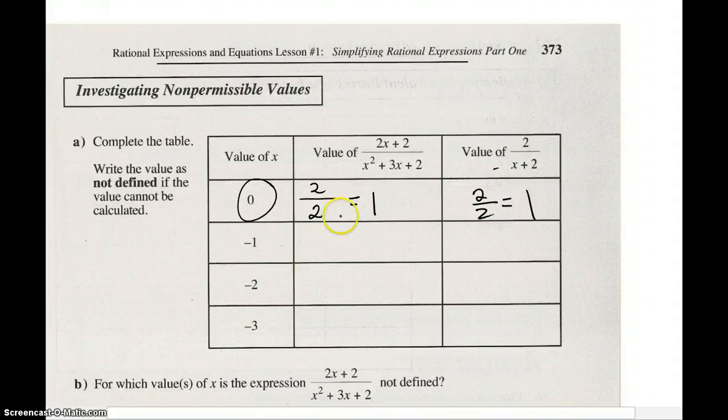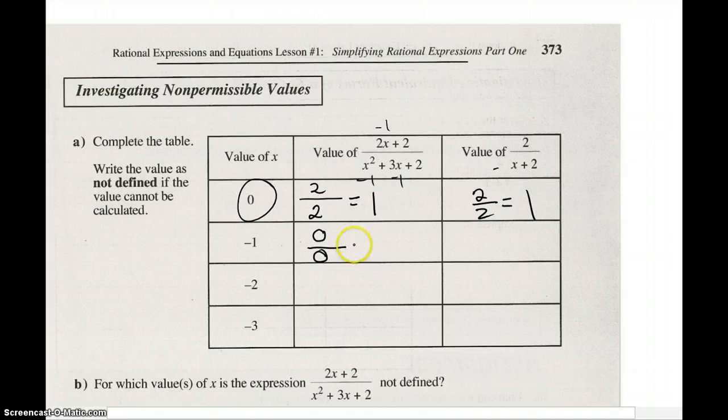Now, if I do that for the -1, what I'm going to end up doing is I'm going to put a -1 in here, a -1 here, a -1 here. And when you do that, I'm going to end up with a 0 on top. But I'm also going to end up with a 0 on the bottom. You can go through and plug in those -1s, but that's exactly what we're going to end up getting.